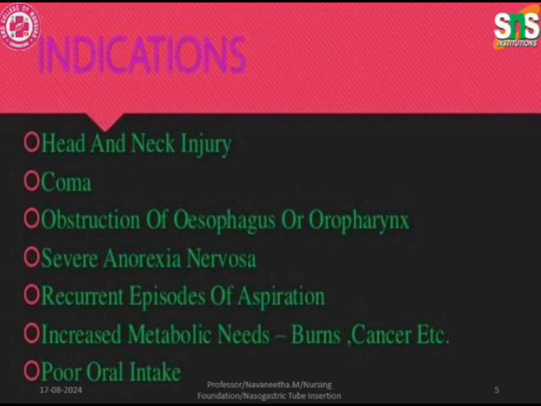Next one is poor oral intake. Particularly it is for elderly people and those who are in the final stage. There will be very poor oral intake. At that time we have to administer NG tube feeding.